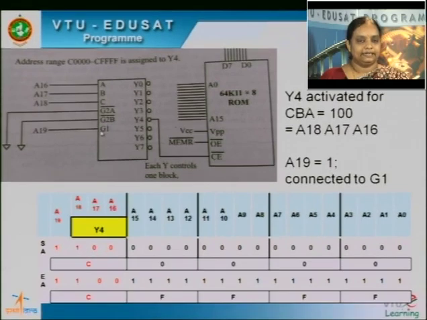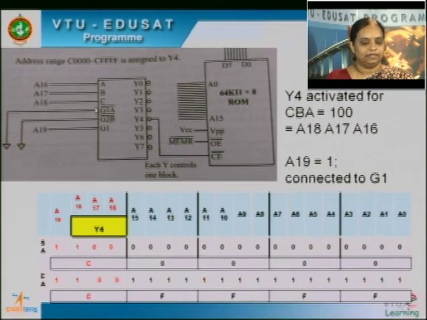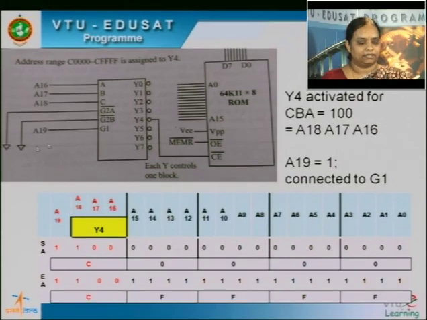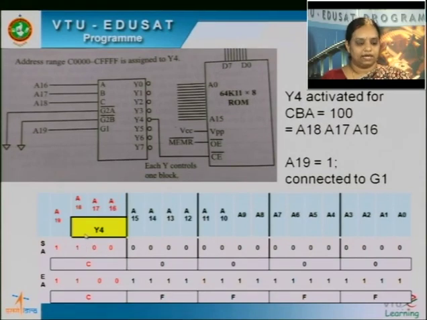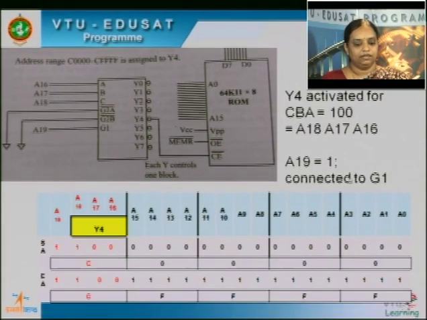And what about A19? A19 is connected to G1, and G1 is active high whereas G2 is active low, but here the G2 effect is not there because G2 is permanently grounded. So G1 is A19, and that should be high to activate this. So A19 is 1, and these ABC are A16, A17, A18; the CBA should be 100. So for the start address, A19 is 1, then C is 1 because CBA is A18, A17, A16. So this is 100. And A19 is connected to G1 and that should be 1.